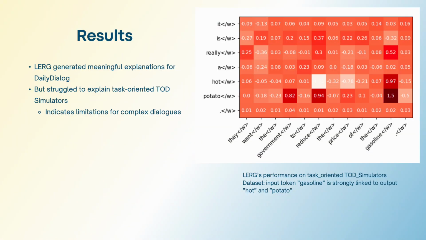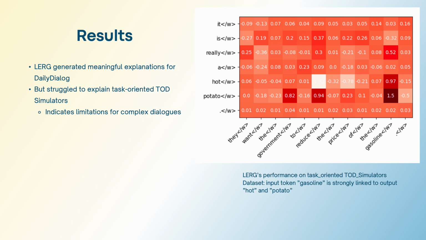The results demonstrated that LERC can successfully extract meaningful explanations between input and response tokens on the daily dialogue dataset. This aligns with the expectations and validates LERC's ability to interpret open domain conversational models. However, when applied to the task-oriented TOD simulators dataset, LERC produces weaker and less relevant explanations, as shown in the figure, where gasoline is oddly linked to hot and potato.